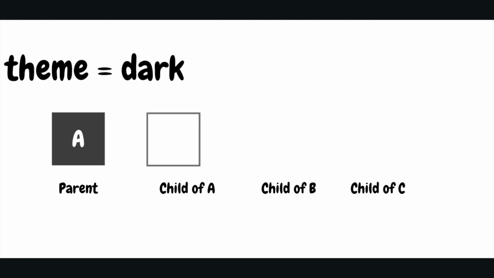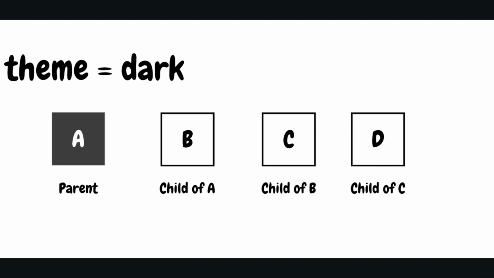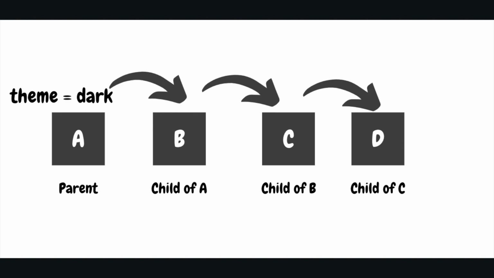Now, what if I have multiple components? Just like I have one parent component A, and the child component of A is B, and the child component of B is C, and the child component of C is D. Now, what if I want to apply this dark theme to each component? One way of doing that is passing this dark theme as props to this component, like so. Now let's say there are thousands of components. Then how can you do that?